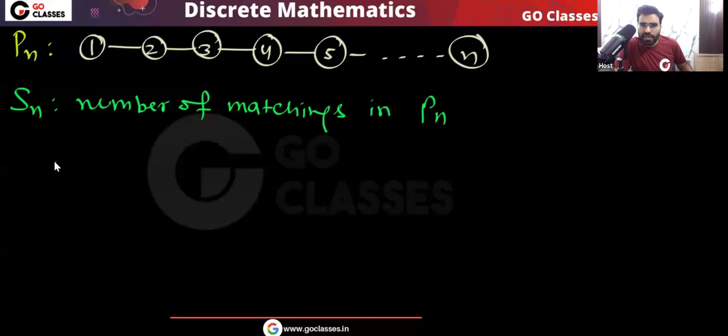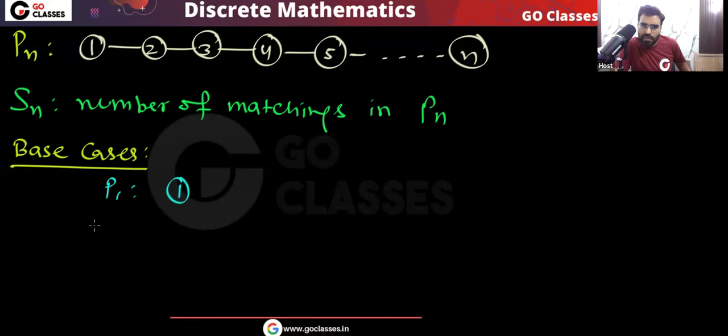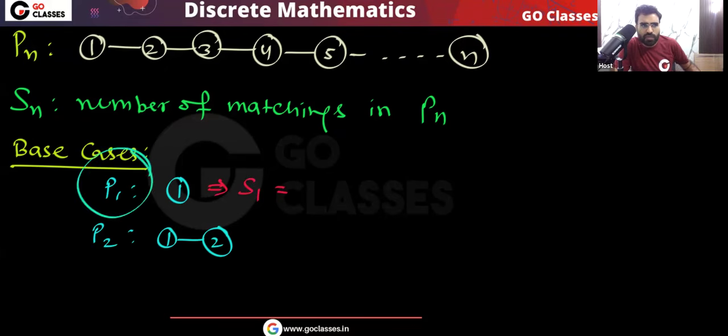So you can easily find S1, S2 manually. Yes or no? Base cases you can easily find. So let me write the base cases. The base cases will be when you have a path graph on one vertex, and when you have a path graph on two vertices. Okay, so tell me what will be S1? S1 means the number of matchings in a path graph on one vertex, what will be the number of matchings?